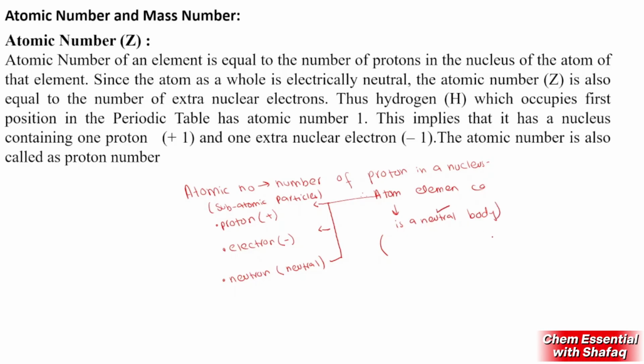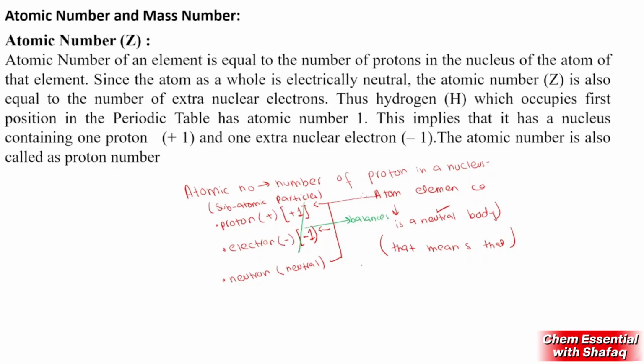If the atom is neutral in nature, that means its number of protons is exactly balanced by the extra nuclear electrons. Okay, now what is the charge of a proton? A proton carries a relative +1 charge while the electron carries a relative -1 charge. This +1 charge and -1 charge are exactly balanced. When they are exactly balanced, then the atom is neutral in nature.